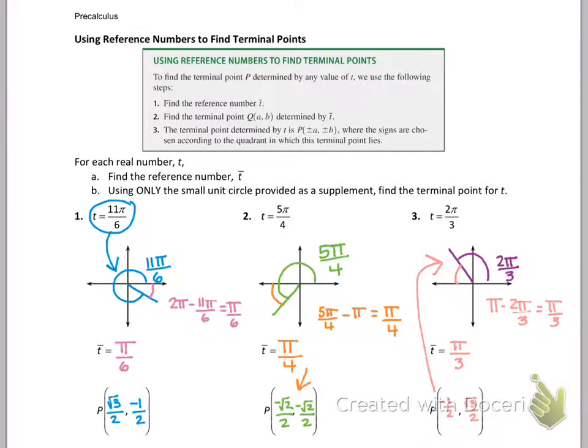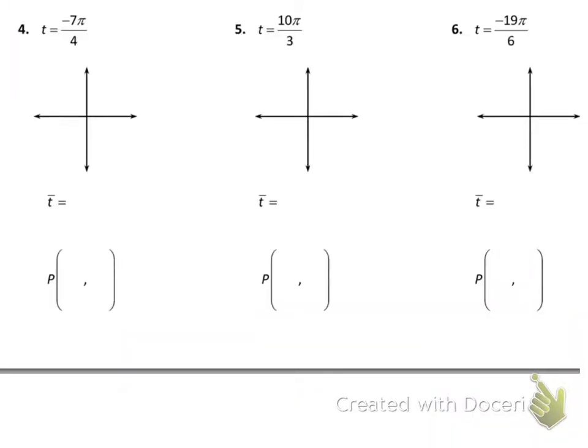So there's a couple different approaches. You can pick the one you like, but you at least should be able to fill this out and know the relationships between the terminal point and your reference angle. So try the next 3 and then see if you get what I get.